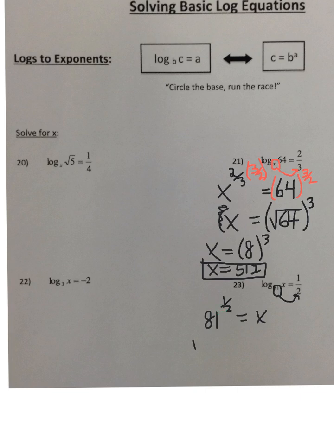I have the square root of 81, technically raised to the first power, but we know that anything raised to the first power is just itself. I'm really just looking for the square root of 81, which is 9. Okay, make sure that if you made a mistake that you fix it in your notes packet. Make sure this is all written in your notes packet.